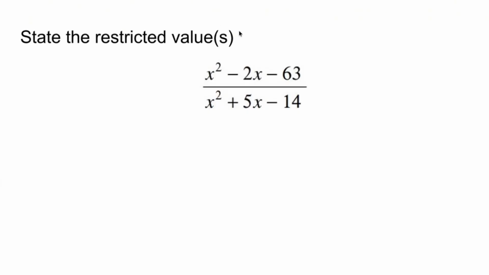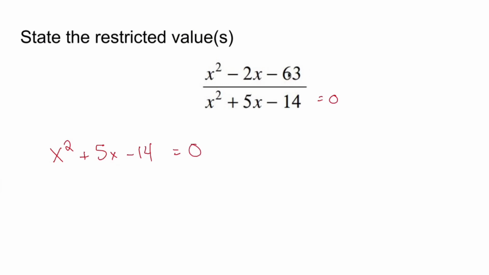State the restricted values. The restricted values are the numbers that make the denominator equal to 0. So what I need to do is find out what numbers would make this denominator equal to 0. So I'm going to set x squared plus 5x minus 14 equals 0. And if you're like, okay, well, when we're done that, we're going to do the numerator, right?